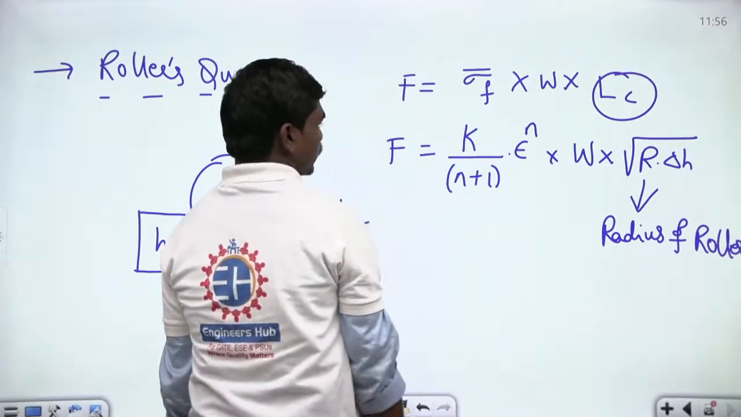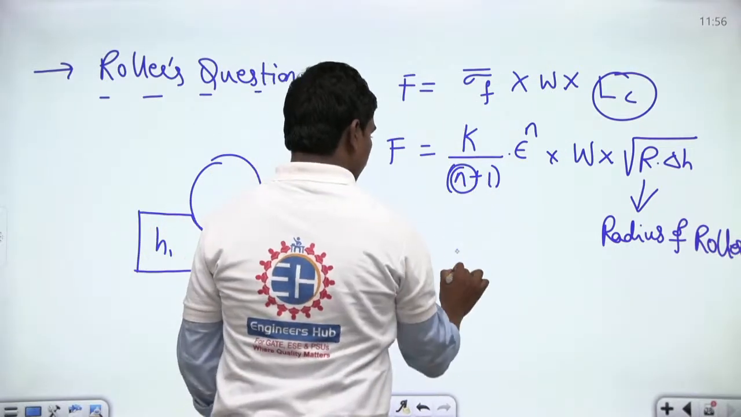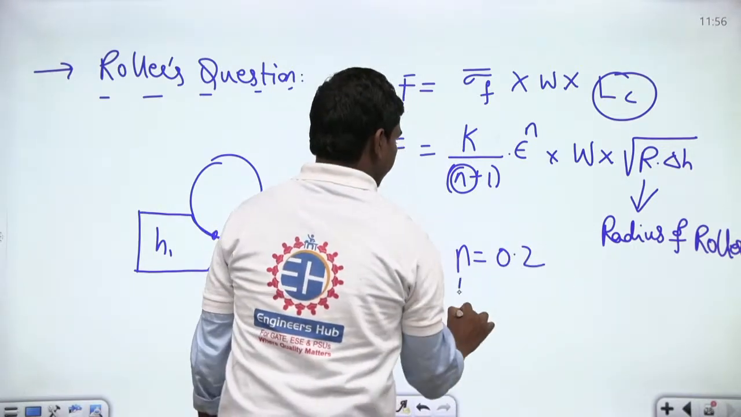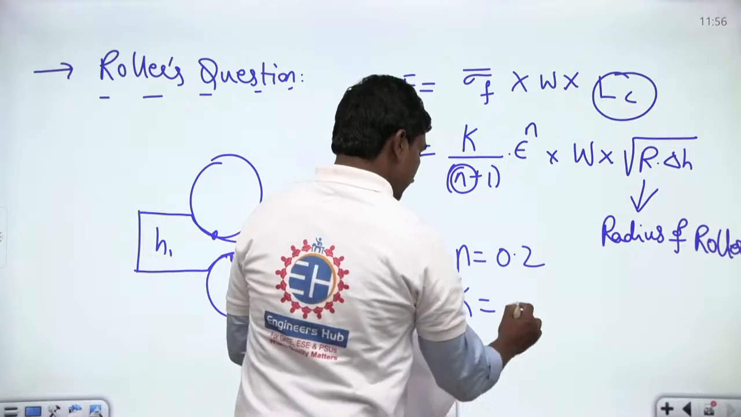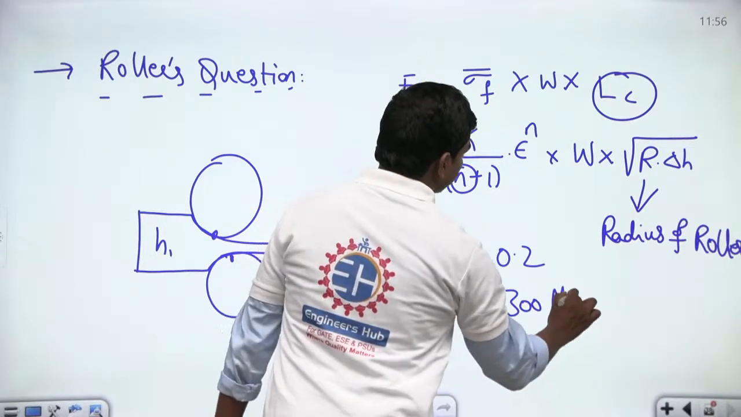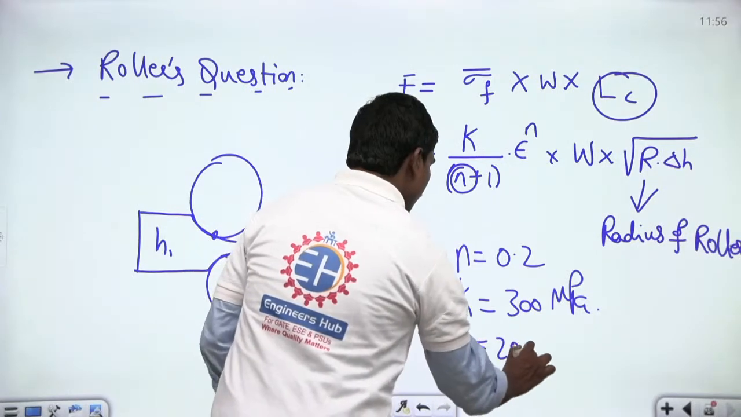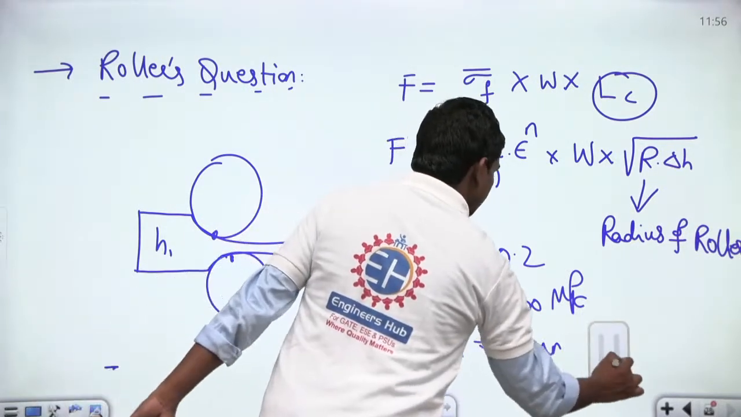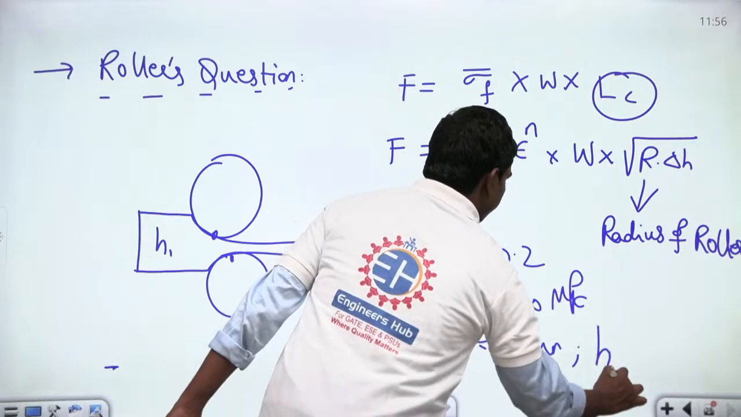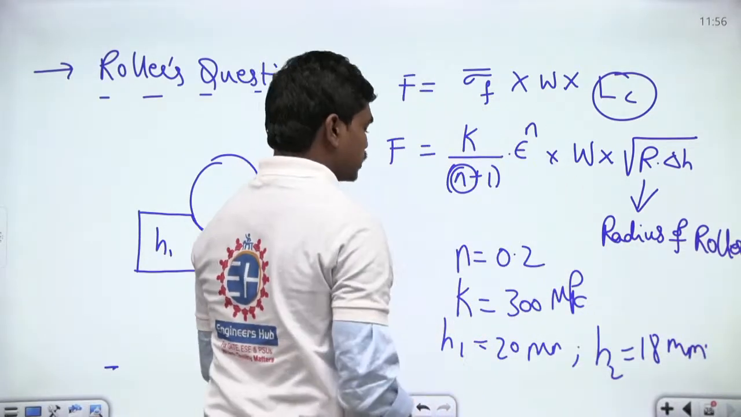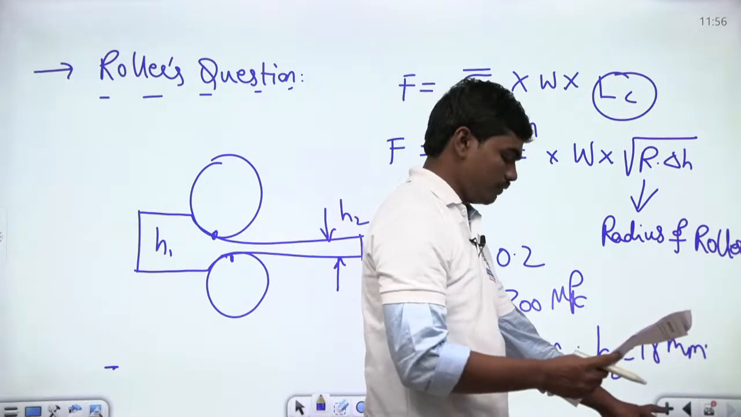Radius of roller. Okay, so the strength coefficient exponent n is given. How much is this? 0.2, and K is the strength coefficient, which is 300 megapascal. So we have a few things to calculate here, and of course the H1 value is given. H1 is 20 mm and H2 is 18 mm. So this is what we have, and if you substitute all these things in this, you can get a value for this.